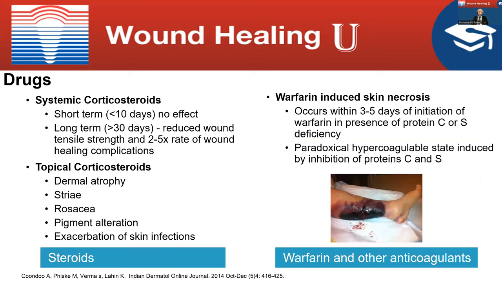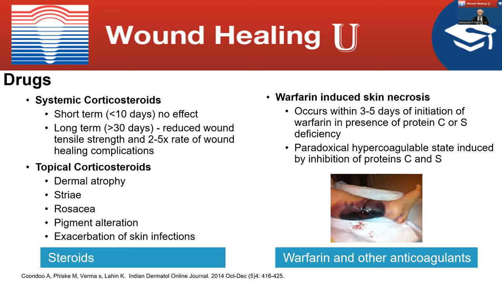We'll move forward to spotlight the causes. What are the causes of fragile skin? The main causes are related to drugs, either systemic or topical corticosteroids, and the most important one is systemic corticosteroids with long-term therapy. It has very bad consequences on wound healing and the tensile strength of the wounds, and also increases wound healing complications. Topical corticosteroids also have negative effects, including dermal atrophy, pigmentation, and exacerbation of skin infections.